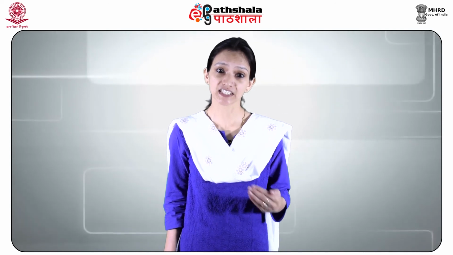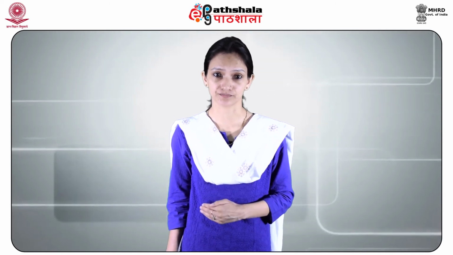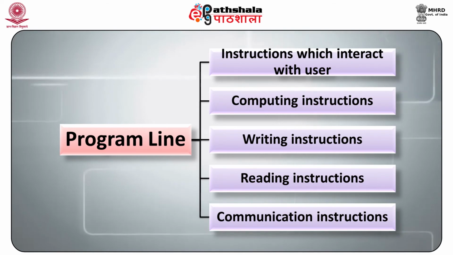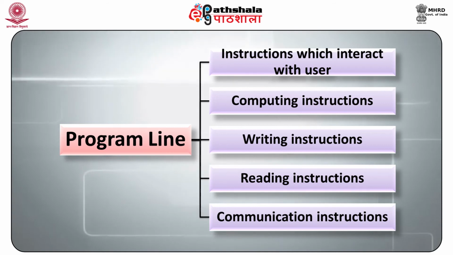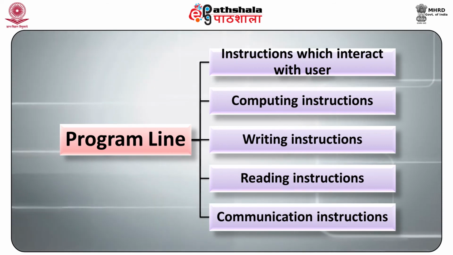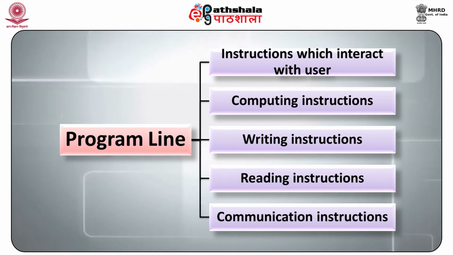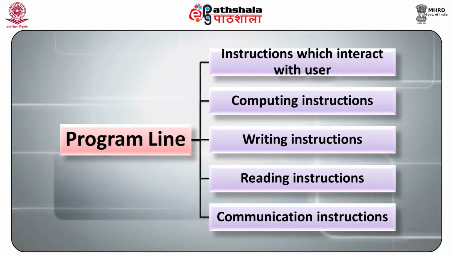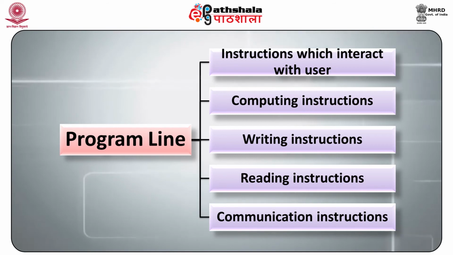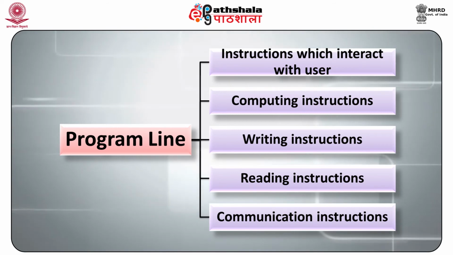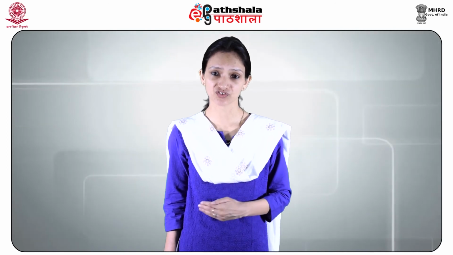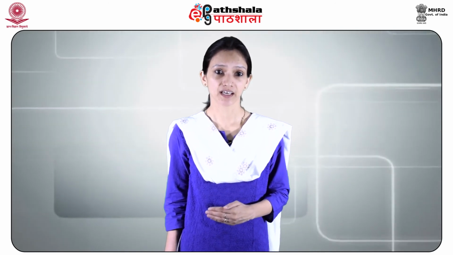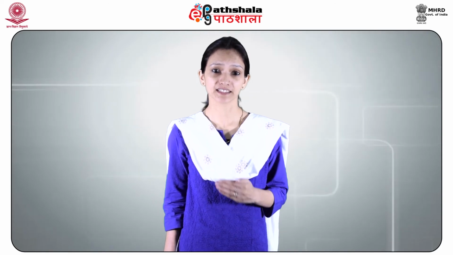We should know what each program line is doing. Basically, we can categorize every program line or instruction into the following categories. First, instructions which interact with the user. Second, computing instructions. Third, writing instructions. Fourth, reading instructions. Fifth, communication instructions. There are no issues with interacting and computing instructions because initially they are not actually harming any system.